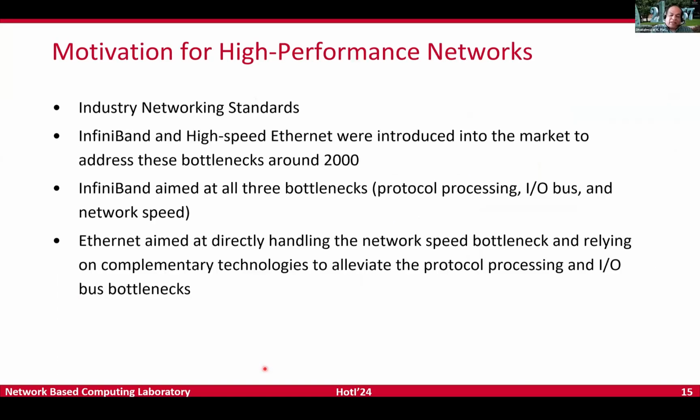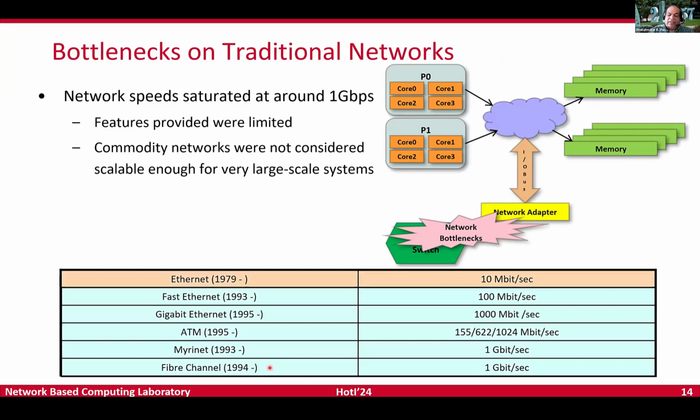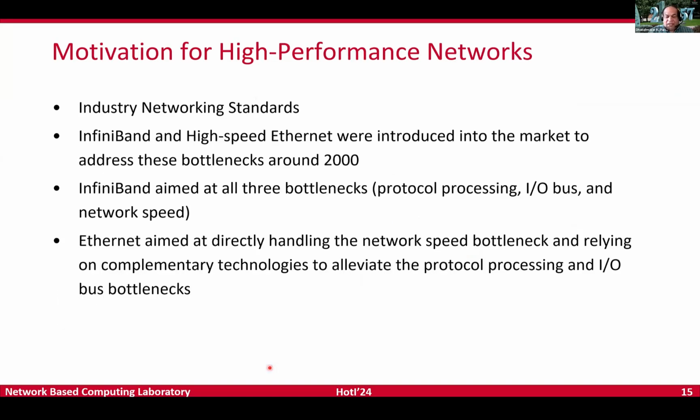As you can see from this list, we're in the mid 90s, and then people saw that we need a better solution. This is where InfiniBand and all high performance networking came into the picture. InfiniBand and high speed Ethernets were introduced in the market around 2000. Since InfiniBand was new, it aimed to address all the bottlenecks: protocol processing, IO bus, network speed. Ethernet was already there, and it aimed to directly handle the network speed bottleneck and relied on complementary technologies to alleviate protocol processing and IO bottlenecks. So we'll take a look at these in a little bit more detail.